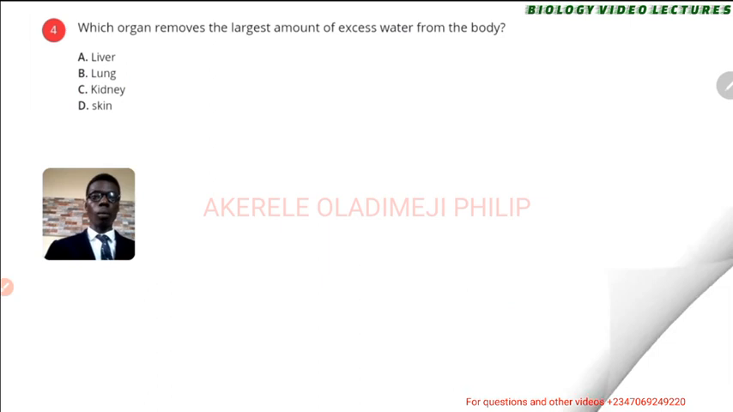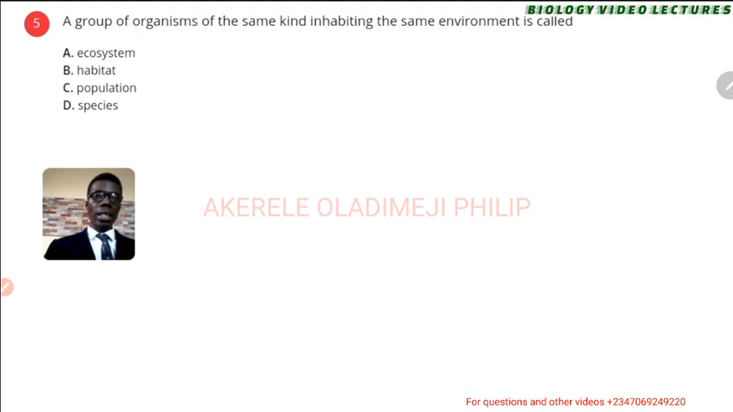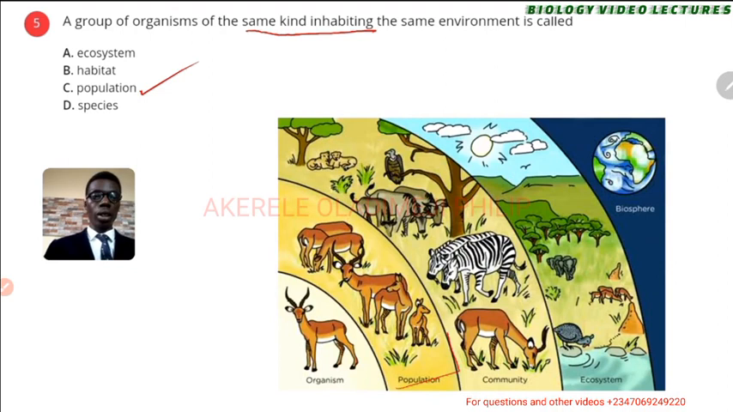A group of organisms of the same kind inhabiting, don't forget these words, the same kind inhabiting, living in the same place, in the same environment, is called, of course, a population. I told you that not quite long ago. We had that here. Yes, population. They live together, they can interbreed, they look alike. They are the same organism, the same species.